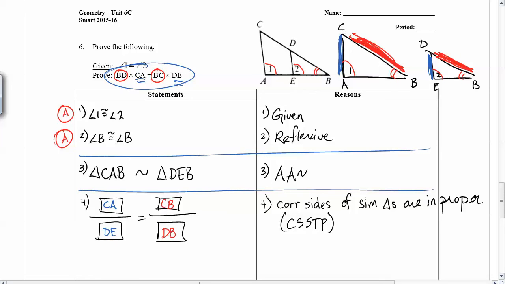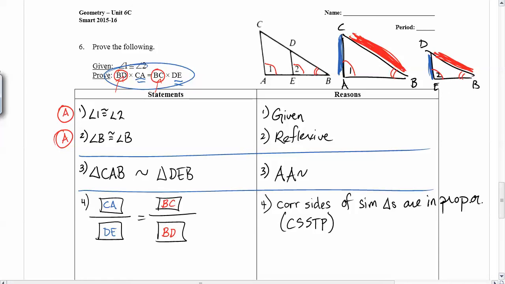Now I'm going to actually switch the way that I wrote the red ones. CB is the same thing as BC, and the reason I'm going to write BC is because that's how it appears up here in what we're trying to prove. Same deal with DB. I'll write that as BD instead. So BC here, BD here. Okay, so I've got the right four sides taken care of now.